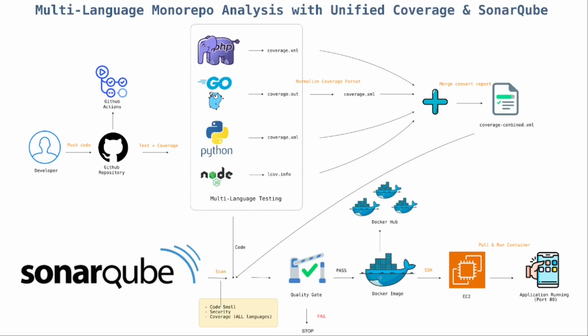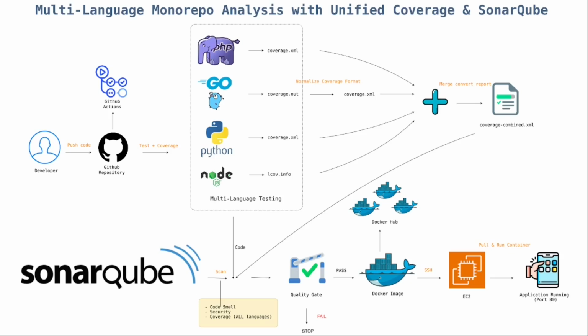2. Multi-language testing. In the first stage of the pipeline, each service is tested independently based on its programming language. PHP generates a coverage XML file using PHPUnit. Go generates a coverage out file. Python produces a coverage XML file. Node.js generates an lcov.info file using Jest. At this point, each module has its own test result and coverage report, but they are in different formats.